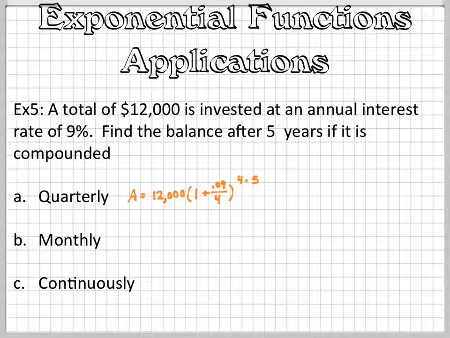Alright, so let me plug that into my calculator. When I plug it into my calculator, you want to do this stuff first. Multiply it by 12,000 last. Because I know 4 times 5 really fast, I'm just going to write 20 right there to simplify what I have to put into my calculator. But do this first and then raise it to that power.